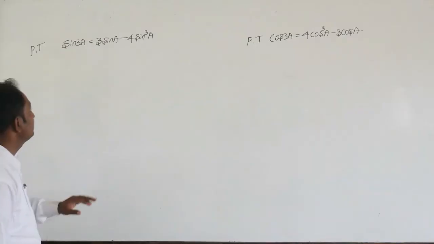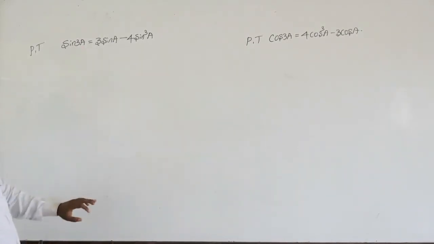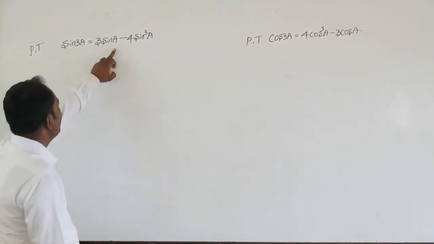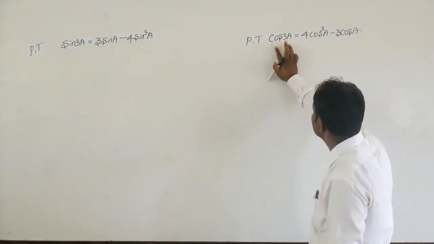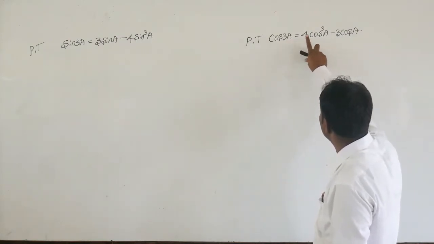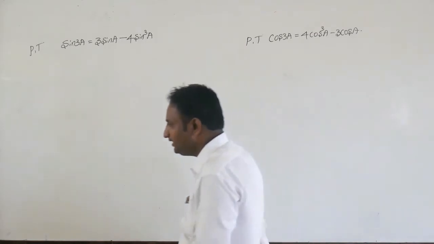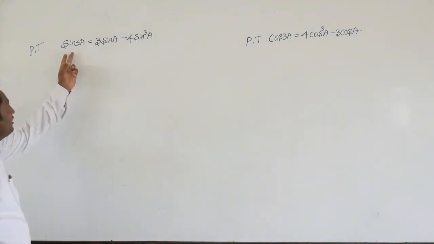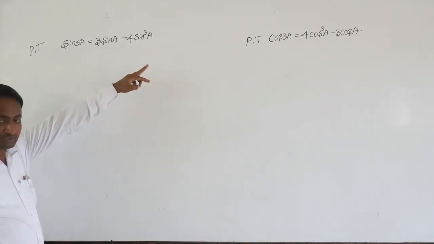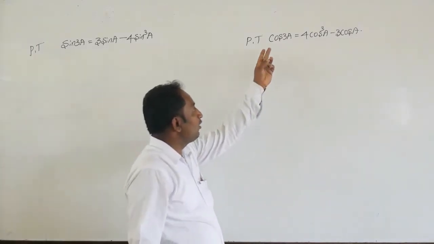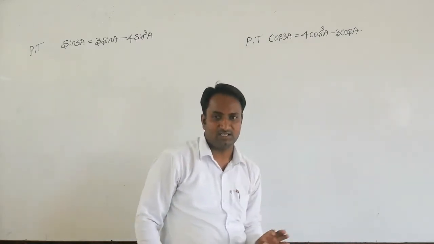Okay. Here a very important formula is sin of 3A is equal to 3 sin A minus 4 sin cube A. Similarly, cos of 3A is equal to 4 cos cube A minus 3 cos A. Here is a very important formula: sin of 3A is equal to 3 sin A minus 4 sin cube A, as well as cos of 3A is equal to 4 cos cube A minus 3 cos A.